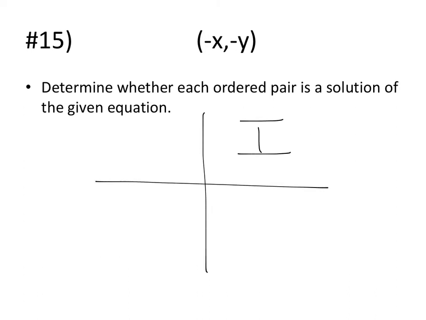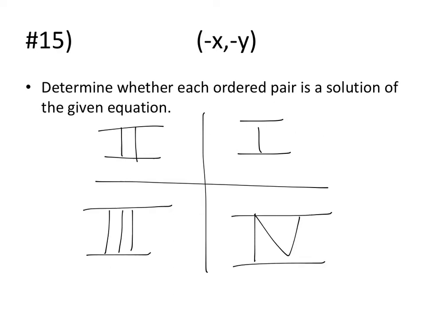Okay. All right, how about here? Let's label 1, 2, 3, 4, and we'll label x, y, and we're going to go -x, which means we're going to go left, and then -y means we're going to go down. So this time we're in the 3rd quadrant.